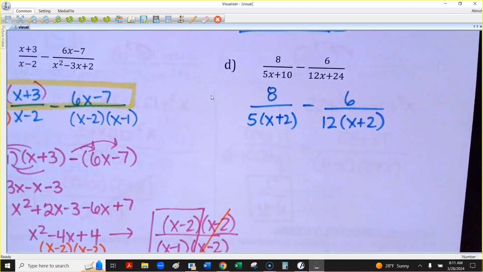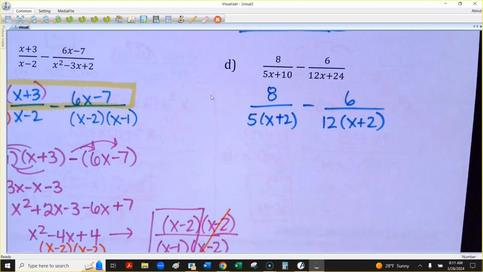Now, this is kind of a tricky question. So I'm going to try and create a common denominator here. I have an x plus 2 in each of them. So what I'm missing, I have a 5 in one and I have a 12 in the other. So to create a common denominator, I'm trying to think of a number that 12 and 5 both go into that's smaller than 60, and I don't think there is one.